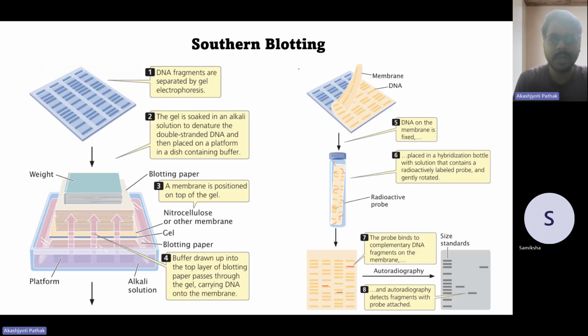So what is done over here is, there are 4 to 5 basic steps in Southern blotting. So first of all, for doing Southern blotting, what do you need? You need to isolate the genomic DNA. Okay, you need to isolate the genomic DNA.